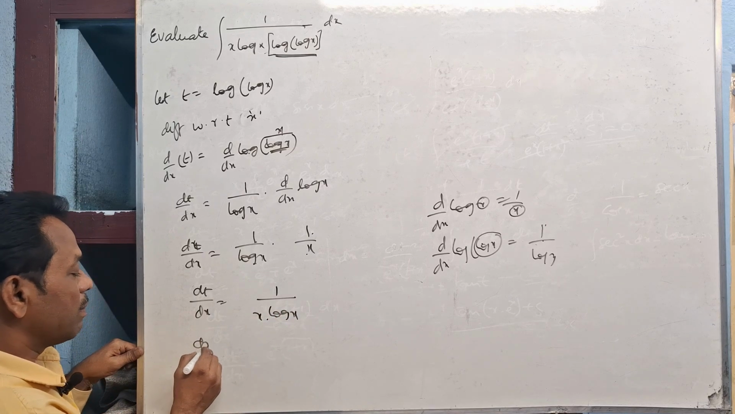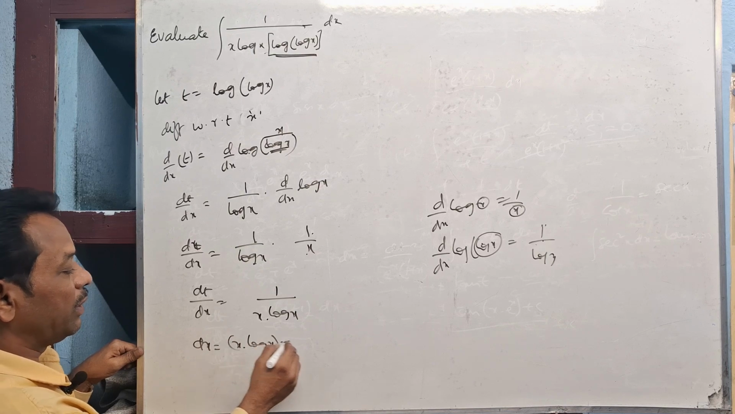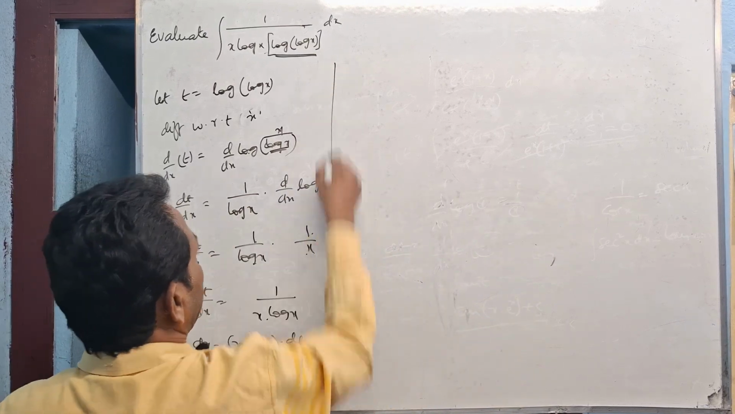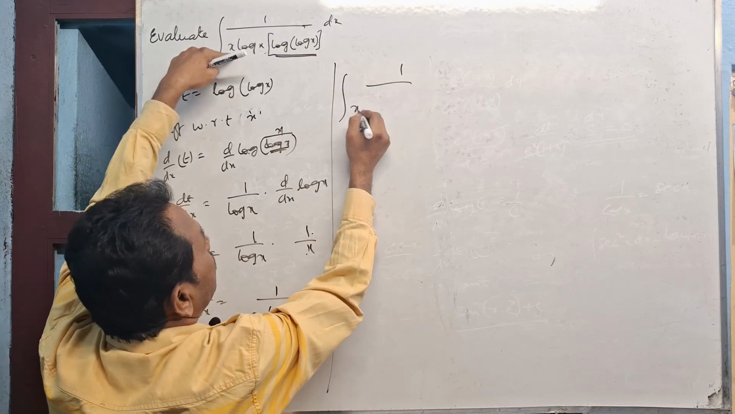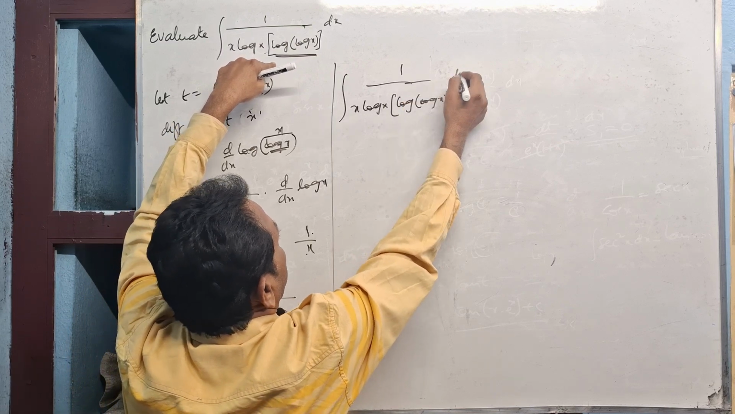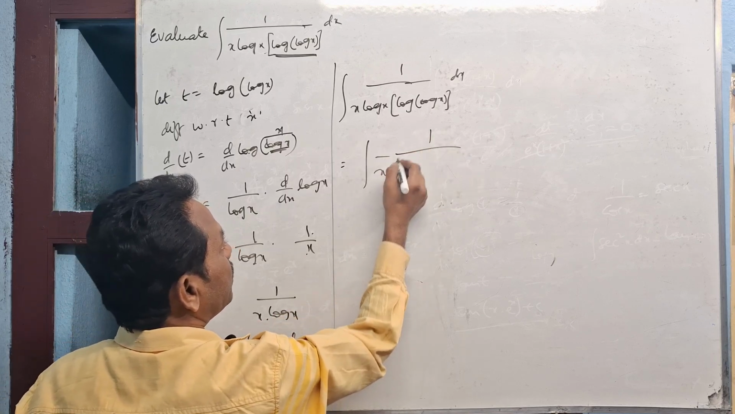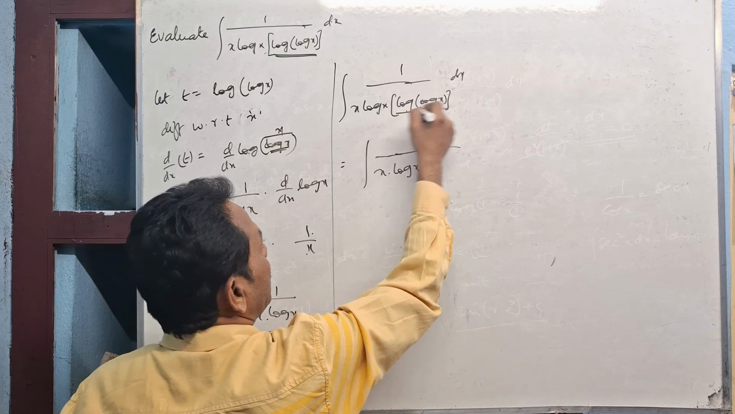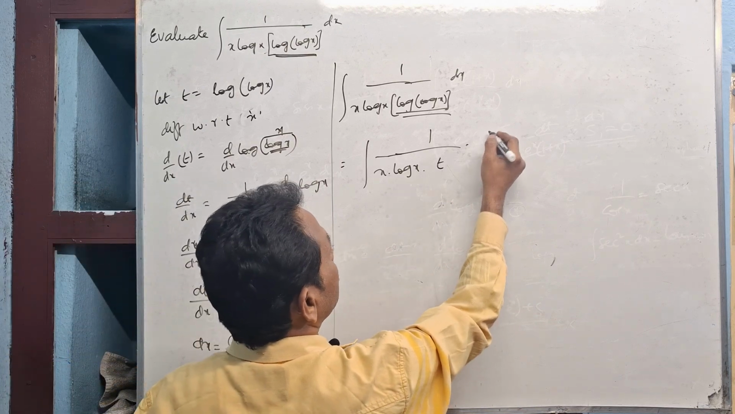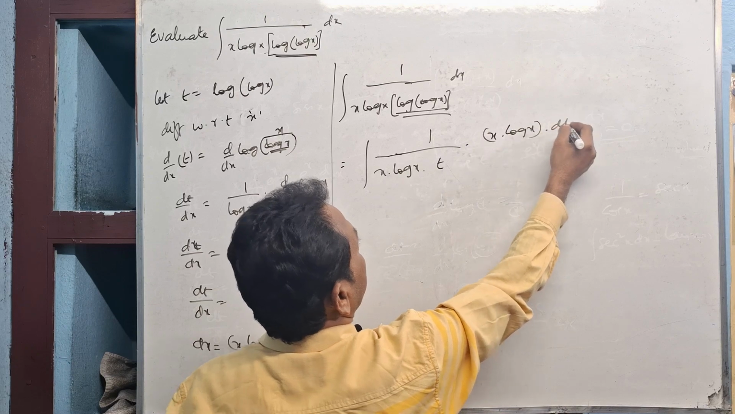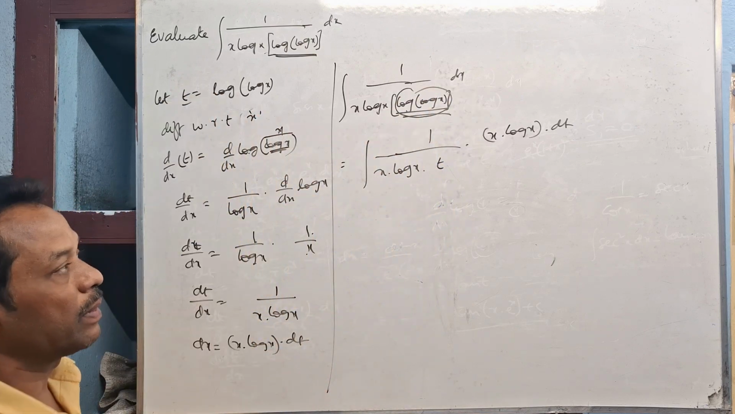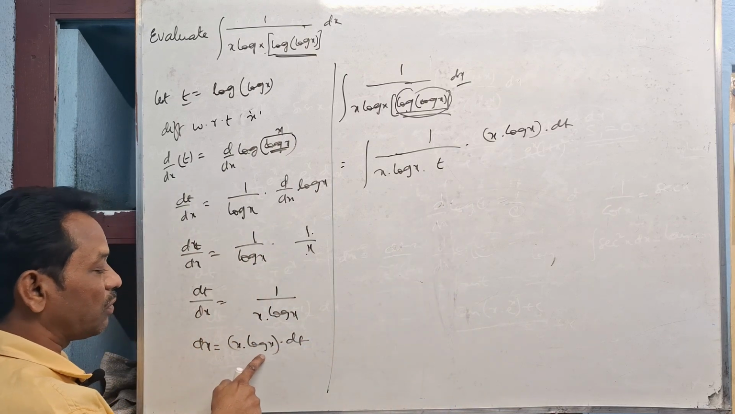If I go for cross multiplication, my dx will be x into log x into dt. Okay, now let us go for our question. Our question is integration of 1 by x log x into log of log x dx. Now, in the place of log of log x, we can put t, and in the place of dx, x into log x into dt. So what I did here, in the place of log of log x, I substituted t, and in the place of dx, I substituted x log x dt.